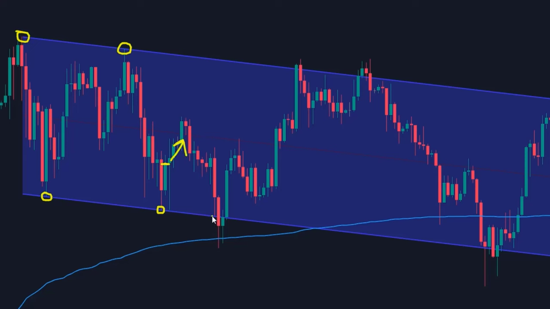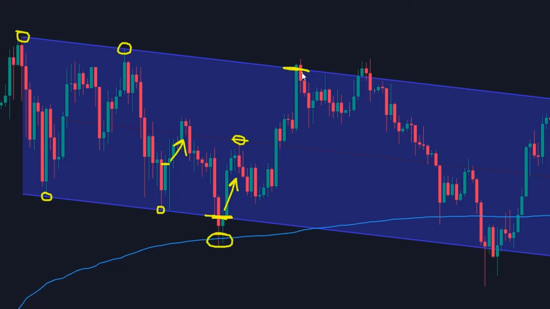This is another touch of the channel with the support of the yearly VWAP, and I could have entered long position here at the closing of this green candle, the first candle in my desired direction. I could have opened long here, targeting the middle line. This was a perfect target. The price made it to the other side of the channel here.